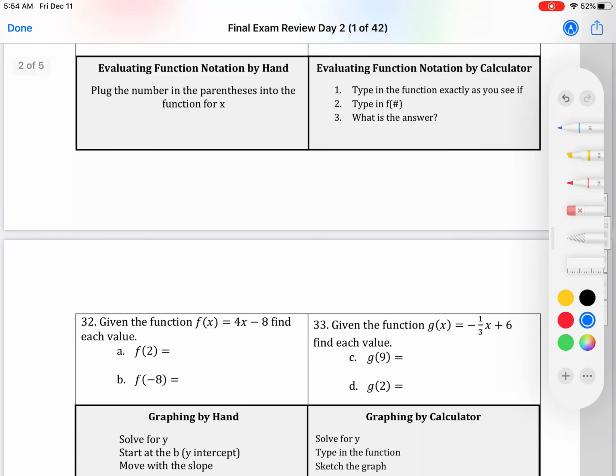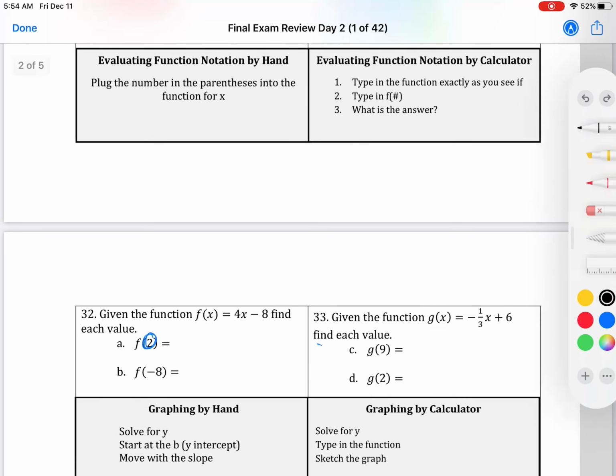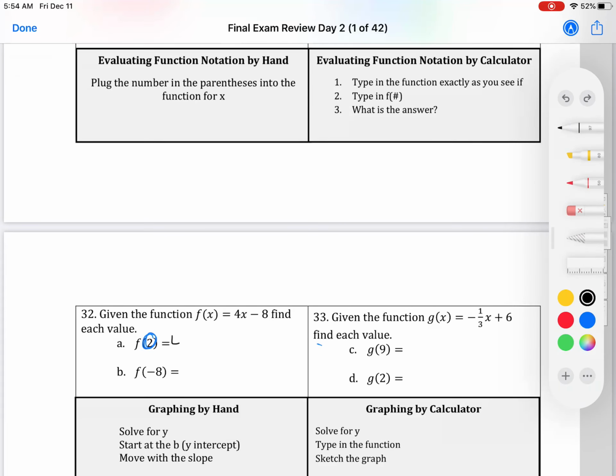Next, these are easy, you're good at these. Function notation. It's been a while. What this means is when we have a number in parentheses, we just plug it in for x. So my equation says 4x - 8. Instead of x, I'm plugging in the number 2. 4 times 2 is 8. 8 minus 8 is 0. So that's the answer.